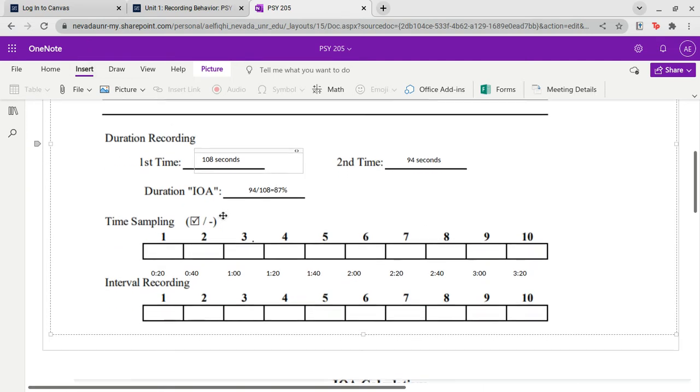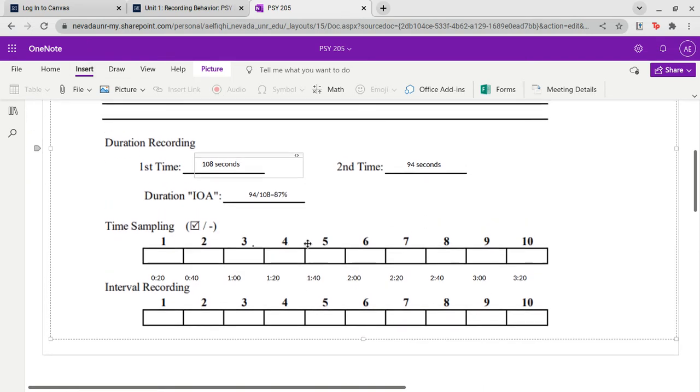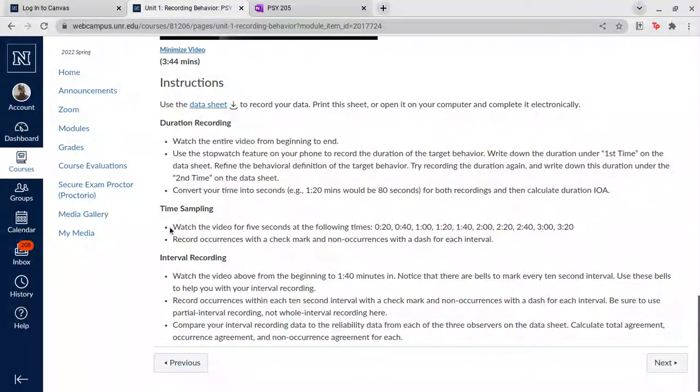The next step is to do time sampling. So with the time sampling, Dr. D gave us the times that we are going to watch at. So you divide the observation up into intervals, and you only watch for a very specific and small amount of time during those intervals. So in the directions she told us, you watch it for 5 seconds at the following times. So at 20 seconds, you watch it for only 5 seconds, and that is what you're using for your observation. And if she engaged in the behavior during those 5 seconds, it would be an occurrence, and if not, it would not be an occurrence.